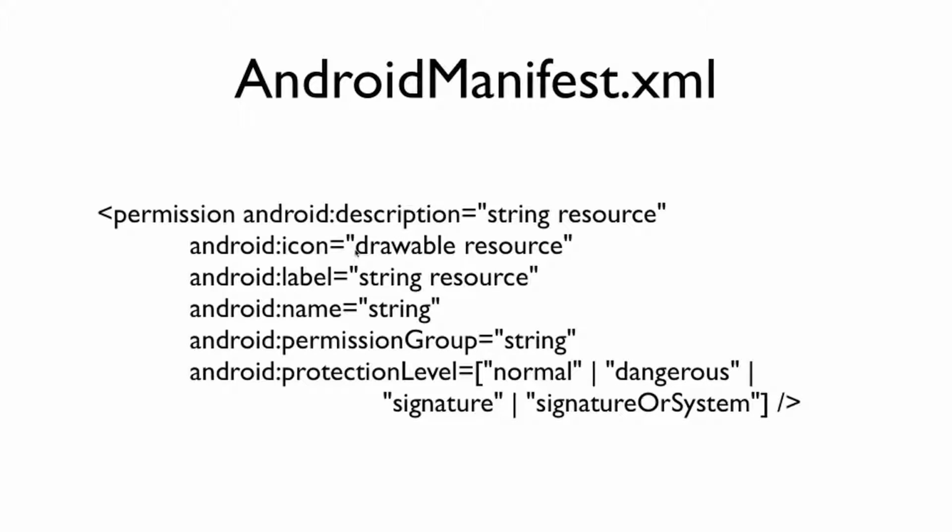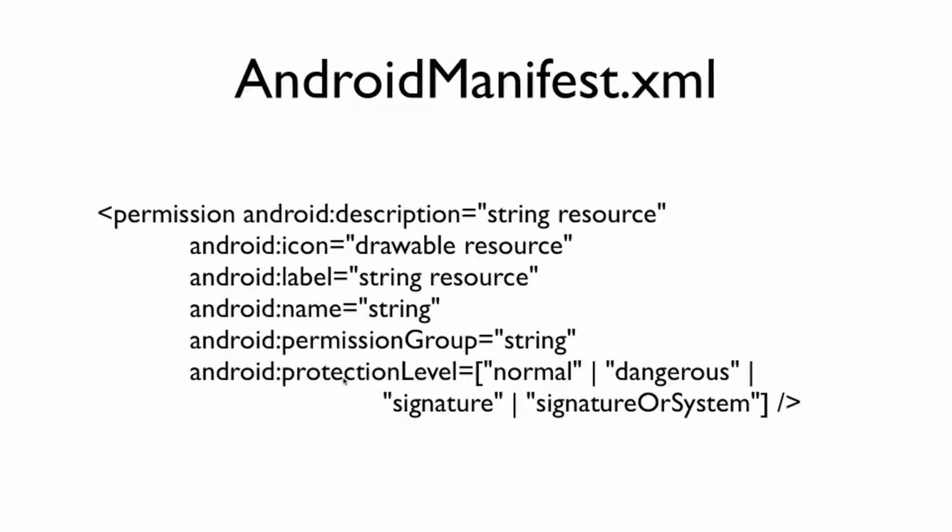Icon is going to represent the permission itself. Label is going to be the permission's name that is provided to the user. Name is going to be used if you ever want to refer to this permission inside of your code. Permission group provides a way for you to group permissions. And then finally, protection level is going to define certain risk possibilities that are associated with providing this permission.